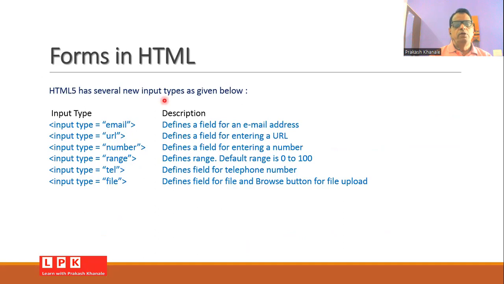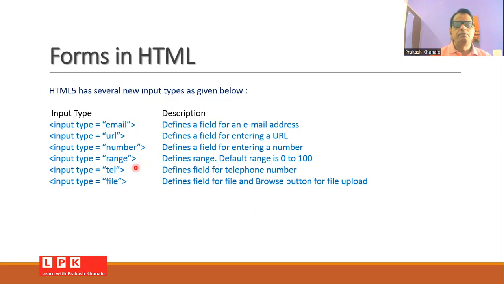In HTML5, you will find that there are several new input types given, and therefore HTML5 is very rich as far as form creation is concerned. For example, we have email, so only valid email addresses are expected to be entered. Then you can have the type URL, where a URL value is entered. You can have the type number, so only numerical values are expected in this field.